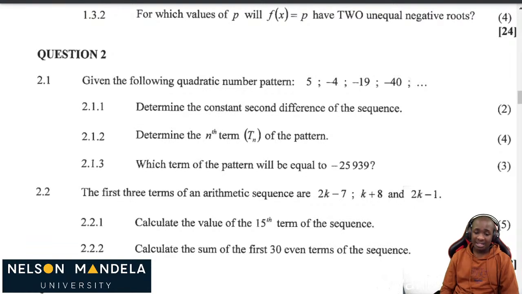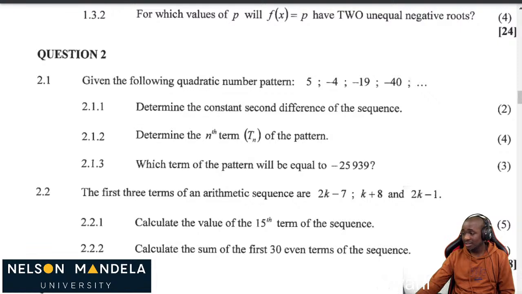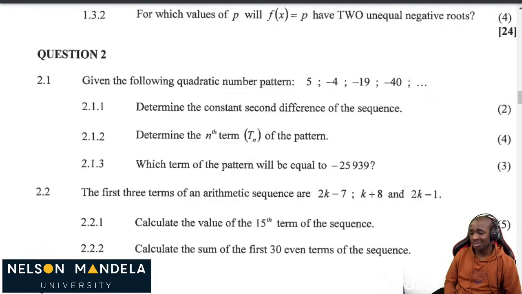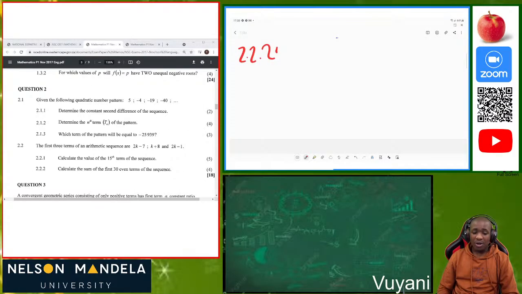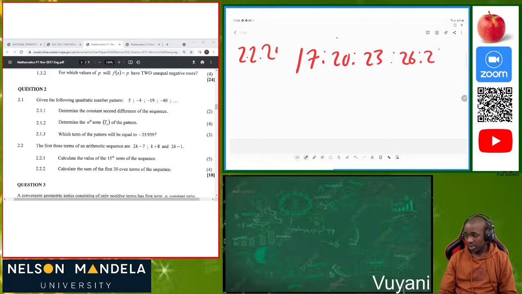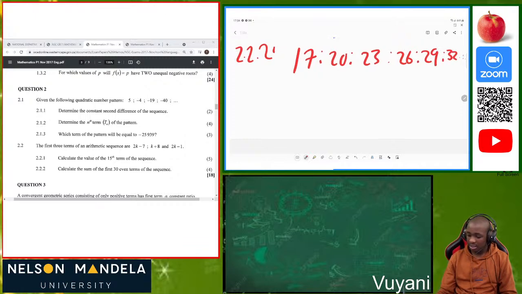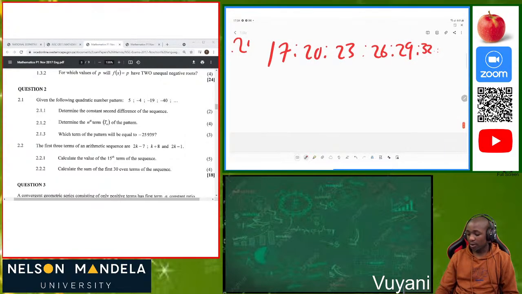2.2.2. Calculate the sum of the first even terms. Underline that term, even terms. Now, we know that our sequence will be 17, 20, 23, and the difference is 3, so it can be 26, 29, 32, etc., since our constant difference is positive 3. So basically this is our sequence.